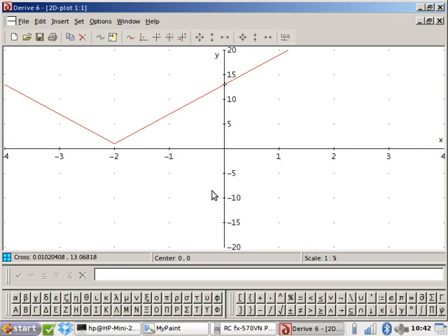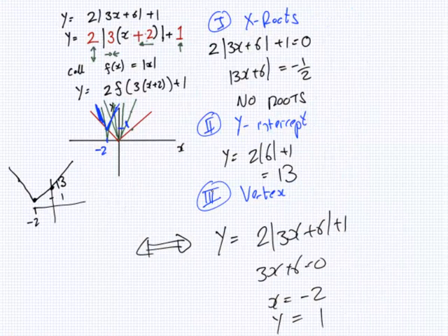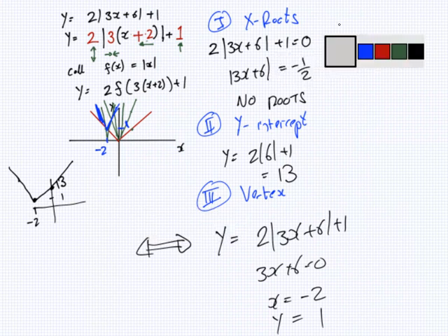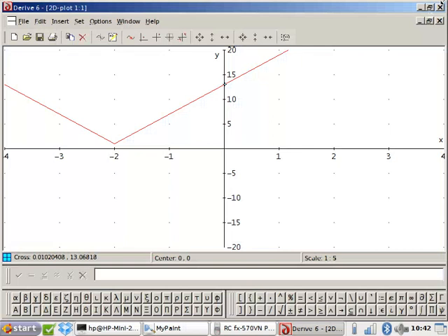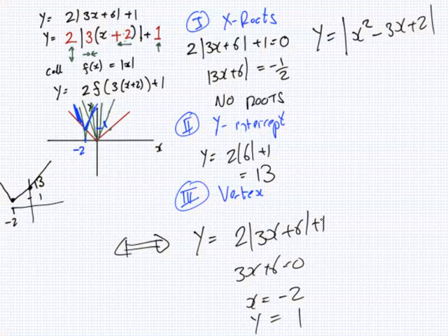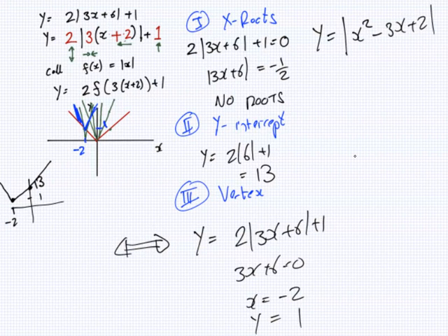And finally, how would you graph a composition of a modulus and a non-modulus function? So for example, suppose I have something like y equals modulus of x squared minus 3x plus 2. How would I graph a function like this? Any ideas? I'll tell you then if you don't know.